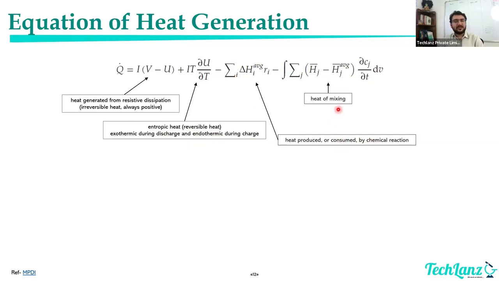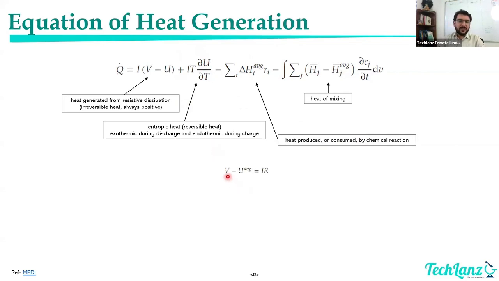Then there is a heat of mixing, because when the chemicals are mixing with each other, like the electrolyte is reacting with your anode material or with cathode materials, and they mix with each other, right? Or SEI layer formation is happening. That time this comes into play, right? But in normal operating condition, these two things are not so prominent, right? Only these things are prominent.